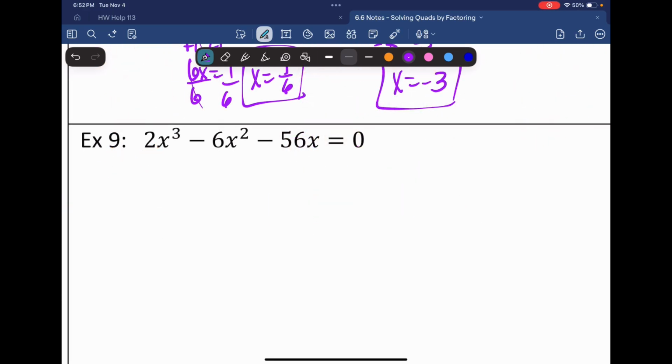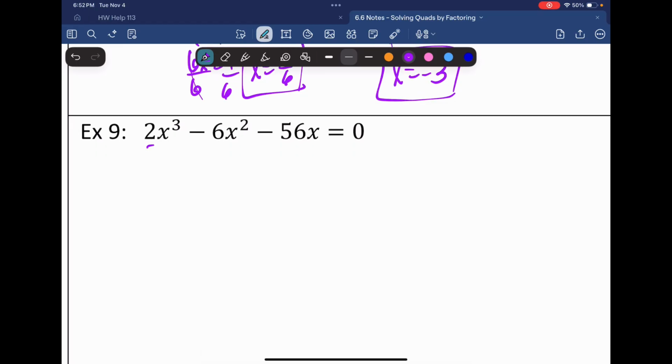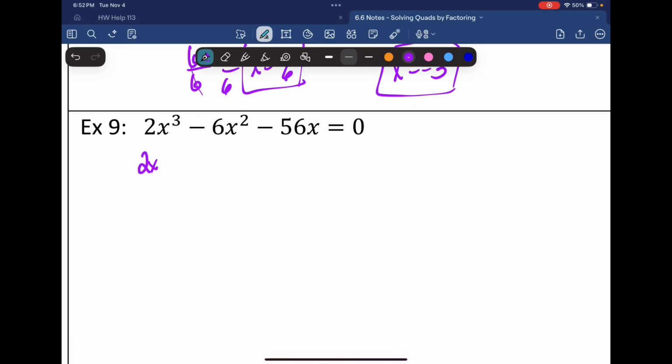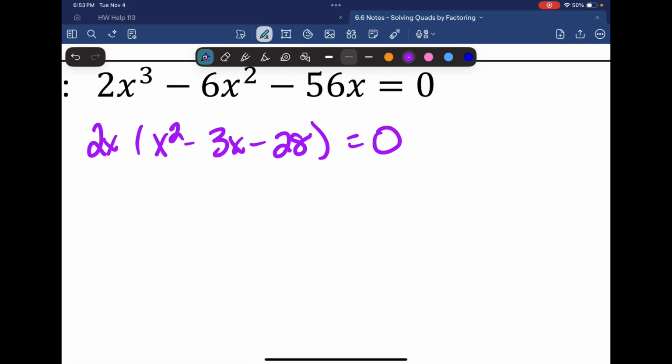All right, example 9. This function already equals 0, so that is at least one thing in our favor. It does also have a GCF. First, we see the 2, because 2, 6, and 56 are even, but they also share an x. So the GCF is not just 2, it's 2x. Now, I factored it, but I still have an x squared left, so we need to factor it again.